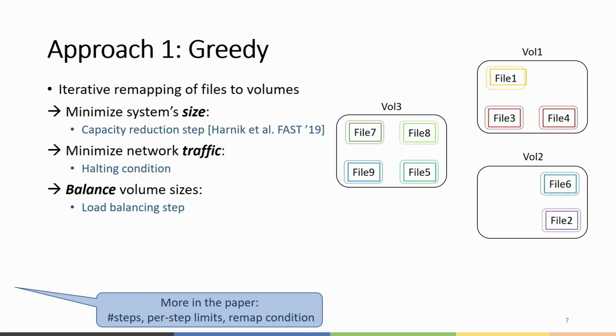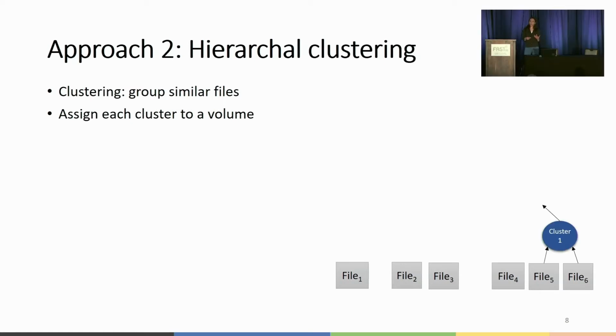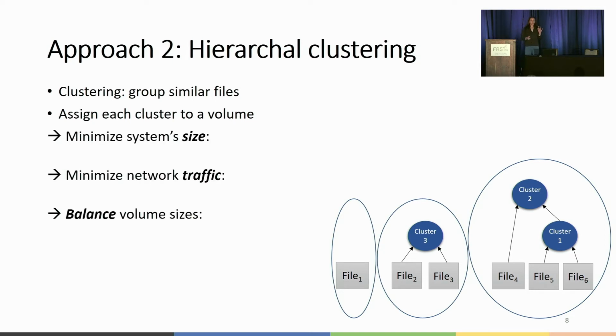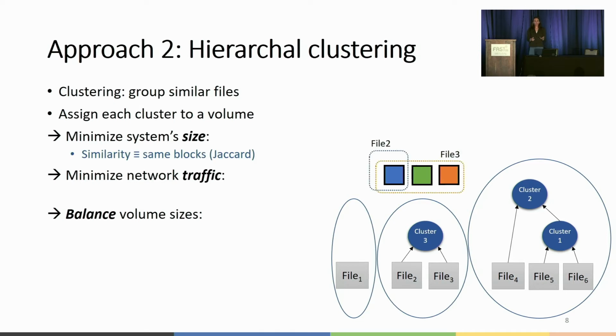So how exactly we do that, and how we keep the traffic constraint as well, is all described in detail in the paper. Our second approach, like I said, is slightly more complicated, more sophisticated. We're using a clustering-based approach. So again, we iteratively group together files that are similar into clusters until we have a number of clusters equal to the number of volumes, and then we assign a cluster to each of the volumes. Since the system size is our main goal, our similarity measure is the ratio of blocks that are shared between two files. This is actually the well-known Jaccard similarity metric, and we use this to group together files that have similar content.